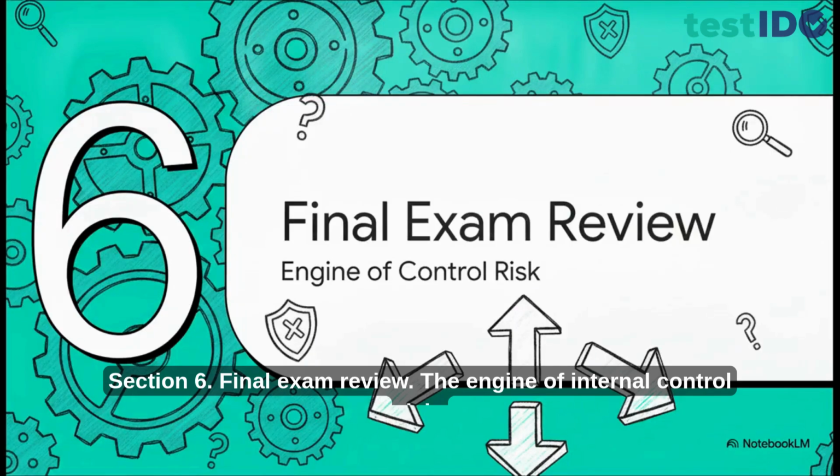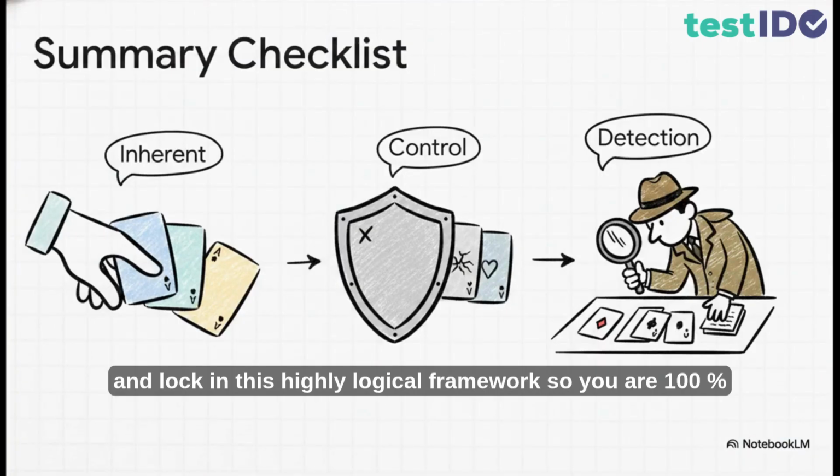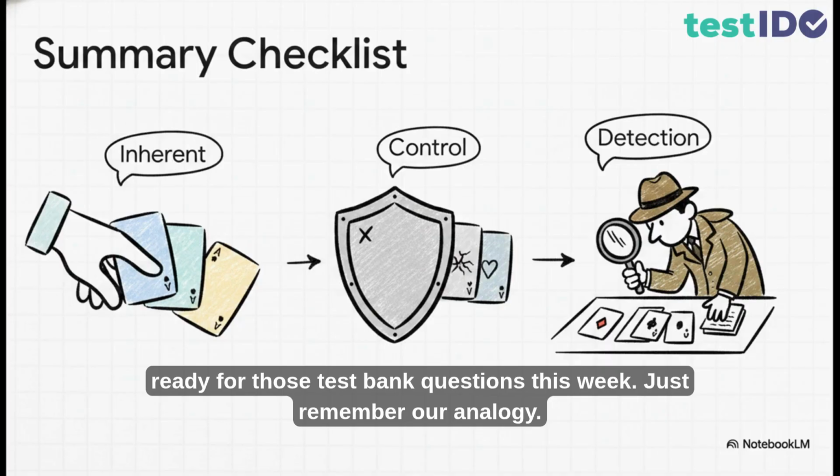Section 6, Final Exam Review. The engine of internal control risk. Let's wrap up this explainer and lock in this highly logical framework so you are 100% ready for those test bank questions this week. Just remember our analogy.